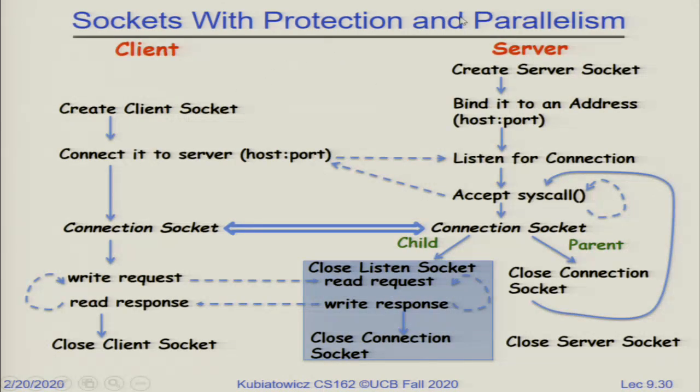Okay, so this diagram looks almost identical, except at the point that I fork, the parent closes that connection socket because it doesn't care about it, and it goes back and accepts something else and forks another child. So this is a way of getting parallelism where we fork a brand new process for every incoming connection, and they're all running in parallel. Notice how I just changed a tiny bit.